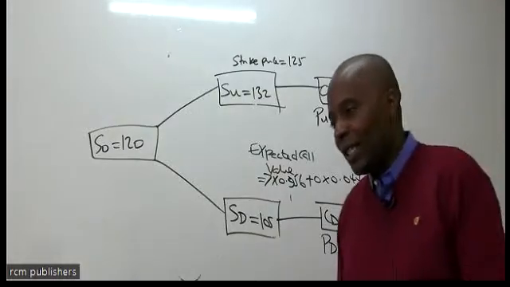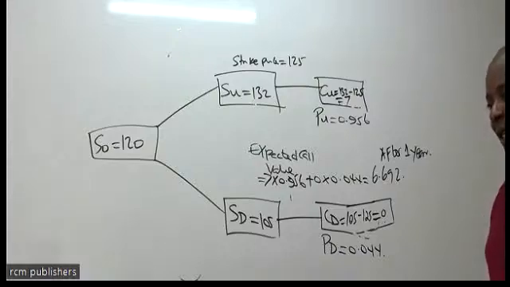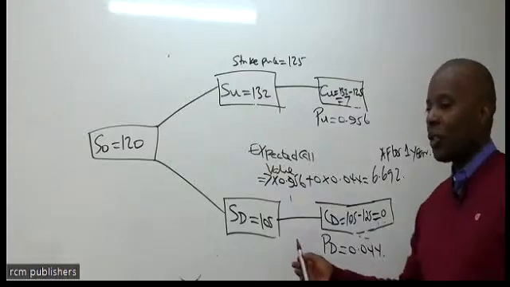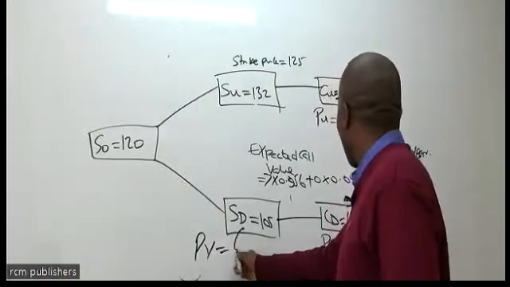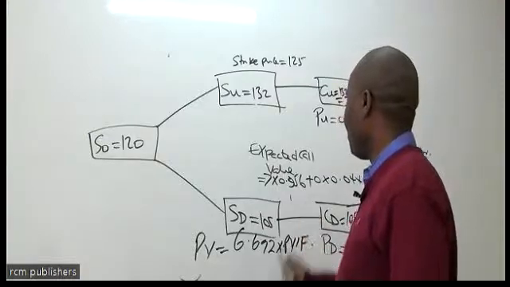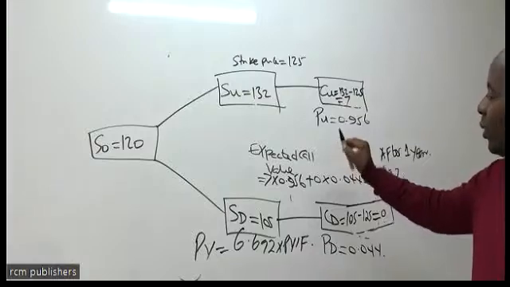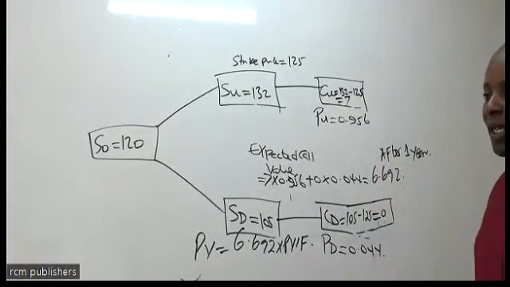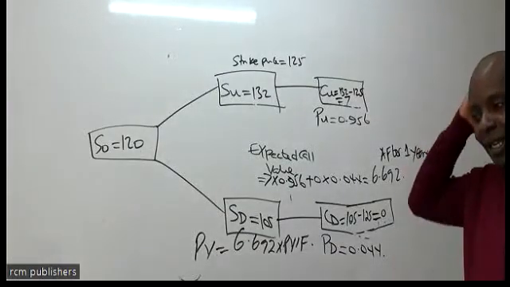Discounting, isn't it? So come and give us the present value, which will be 6.692 times the PVIF. If I'm the one doing this, I'll write the word discount in capital letters to scare my examiner. I don't know whether these examiners are ever scared, but I'll scare this examiner like crazy.